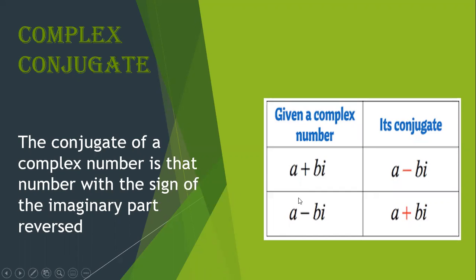Very good. Now let's look at the sign of the imaginary part. So this is my imaginary part. What is the sign of my imaginary part? It is plus. So for us to get the conjugate, we change the plus to minus. Let's look down here. What is the sign of the imaginary part? Minus. So we change our minus to plus.